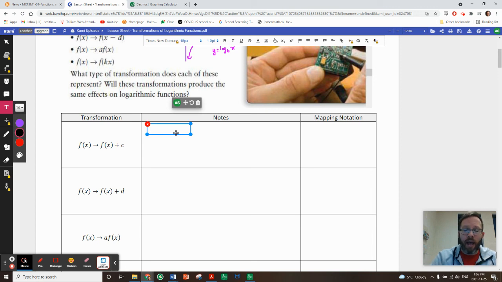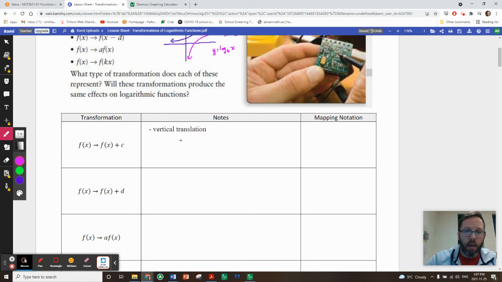Adding a value to the end of the function is a vertical translation. And I'll just write this in with my tablet here. If c is greater than 0, then we shift up by c units. And if c is less than 0, that means we shift down c units. None of this should be new, just reviewing what we already know.